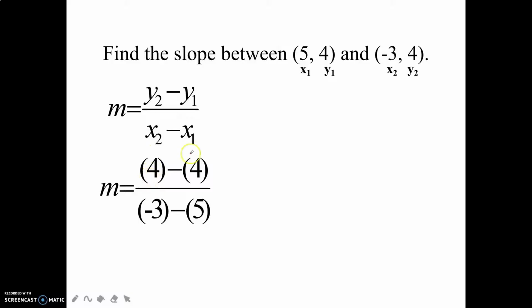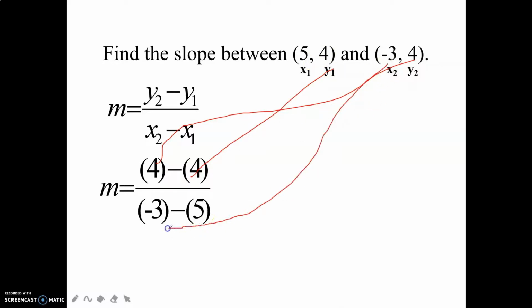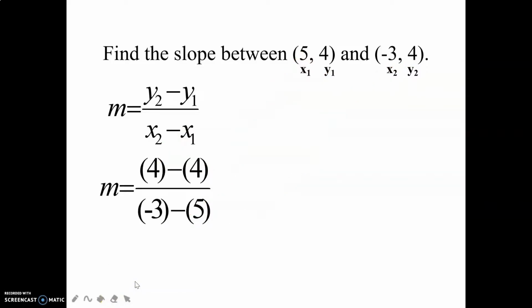Now let's find the slope of the following points: (5, 4) and (negative 3, 4). Our y sub 2 is 4, minus y sub 1, 4, over x sub 2, negative 3, minus x sub 1, 5. Again, you just have to properly label, because if you make a mistake here in the labeling, automatically your answer will be incorrect.